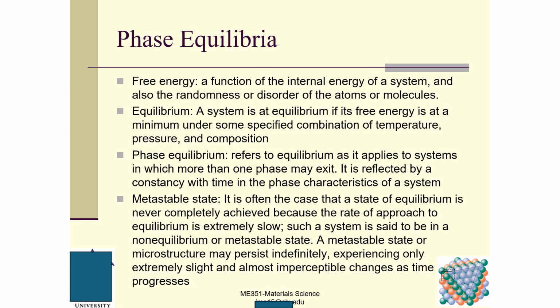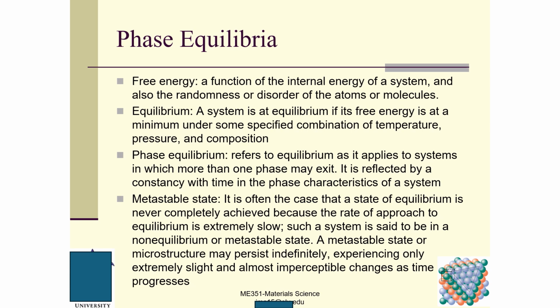Free energy is a function of the internal energy of a system and also the randomness or disorder of the atoms or molecules. The second concept is equilibrium. A system is at equilibrium if its free energy is at a minimum at some specified combination of temperature, pressure, and composition. I want you to underscore these three factors that affect the phase: temperature, pressure, and composition. These are three commonly used factors that affect the phase diagram.